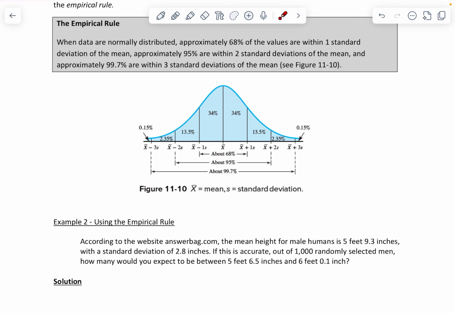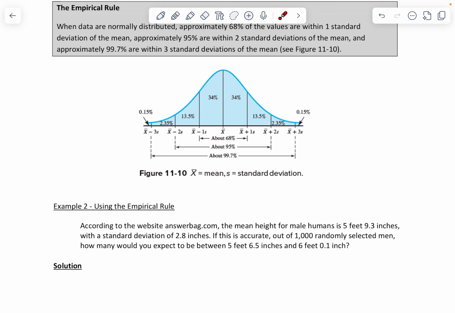So let's think about this a little bit. The standard deviation here is 2.8 inches. We have a mean height of 5 feet 9.3 inches. If I take the 9.3 inches right here and subtract the standard deviation, which is 2.8 inches, I get 6.5.